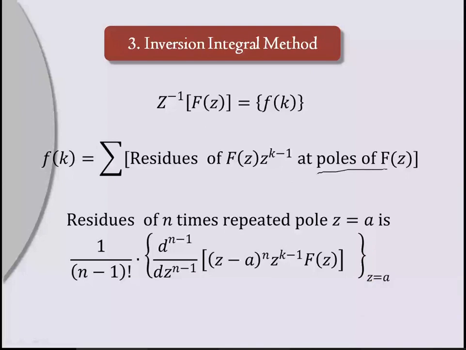What is this pole of F of z? The value of z at which F of z becomes infinity, that we call the pole of F of z, or in other words, the value of z at which the denominator of F of z becomes 0. Because when the denominator becomes 0, something upon 0 will be infinity. So the poles of F of z are nothing but the values of z for which the denominator of F of z is 0.